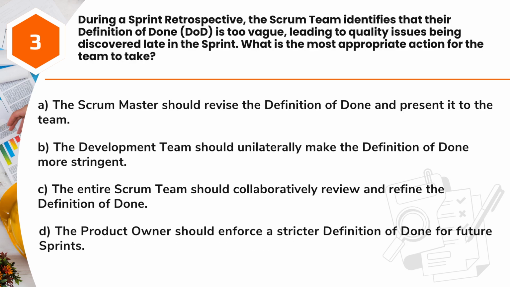During a sprint retrospective, the Scrum team identifies that their definition of done, DoD, is too vague, leading to quality issues being discovered late in the sprint. What is the most appropriate action for the team to take?